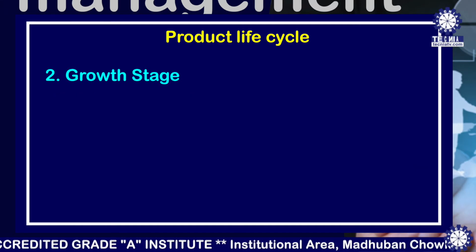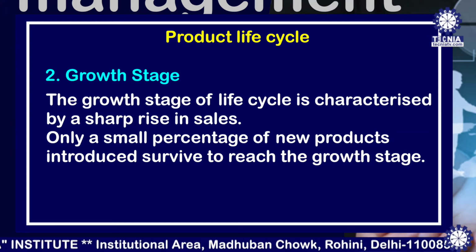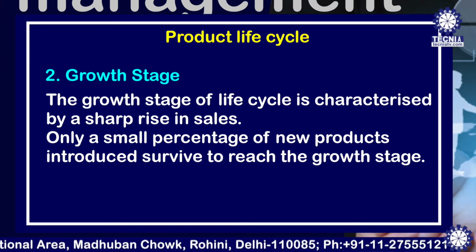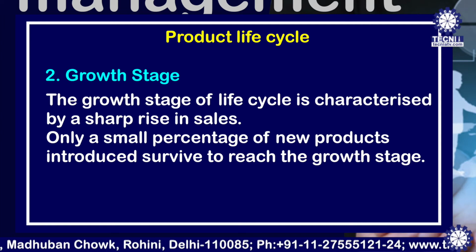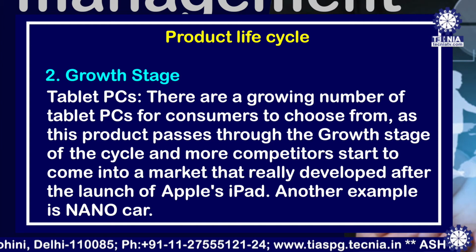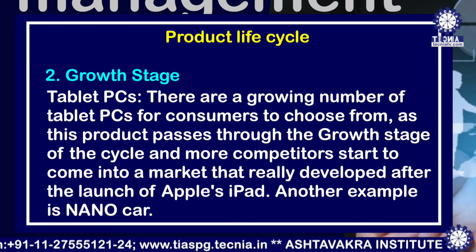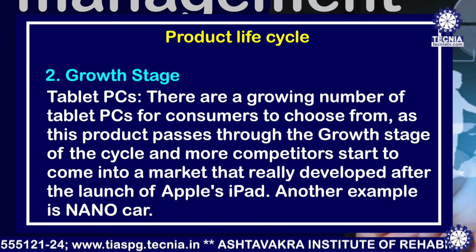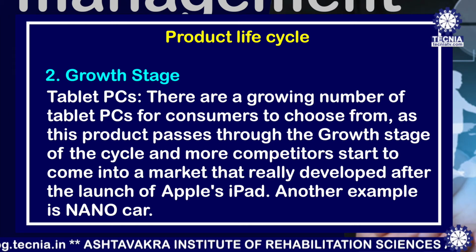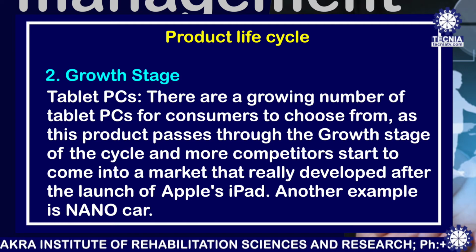Number 2, growth stage. The growth stage of the life cycle is characterized by a sharp rise in the sales. Only a small percentage of new products introduced survive to reach the growth stage. Example: tablet PC. There are a growing number of tablet PCs for consumers to choose from, as this product passes through the growth stage of the cycle and more competitors start to come into a market that really developed after the launch of Apple's iPad. Another example can be the Nano car.